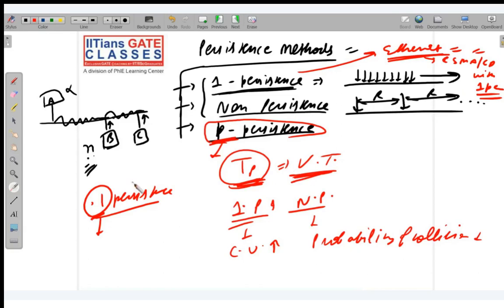And you can take this also. For example, 0.1 persistence means the station will send data in 1 out of 10 empty slots.